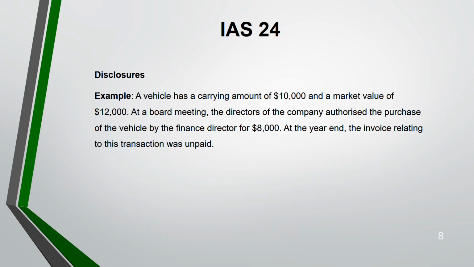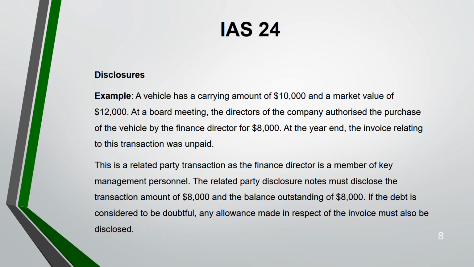Now, let us go through an example. Let's say a vehicle is having a carrying amount of 10,000 where the market value is 12,000, and at the board meeting, the finance director has authorized that the purchase of the vehicle will be for 8,000. So at the end, the invoice relating to this transaction was unpaid.